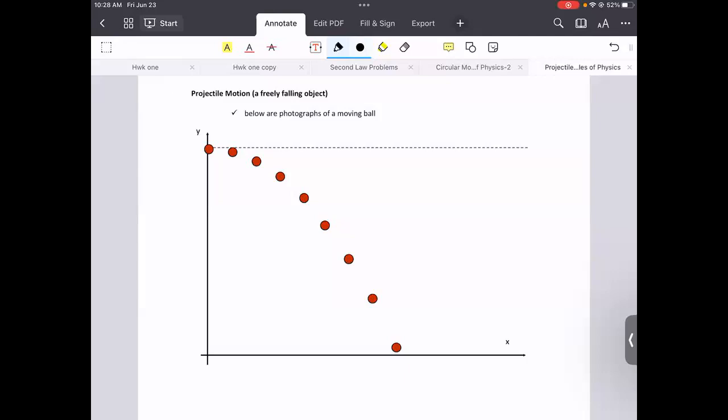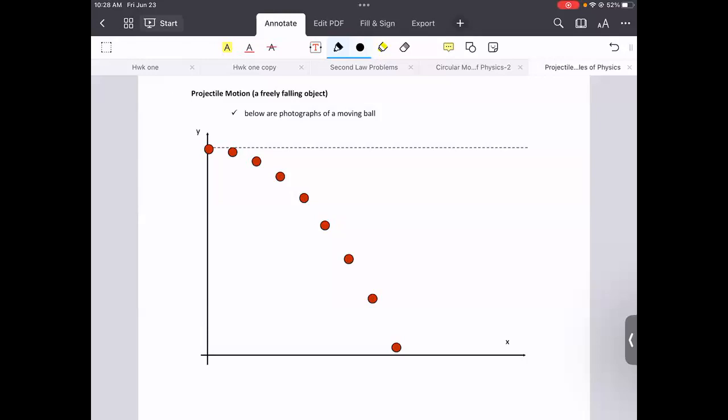These are the kind of photographs that we get if we take multi-flash pictures. In other words, several pictures taken at equal time intervals, then we end up with this kind of photograph. You might want to scrutinize and pay attention to how the dots are spaced. Think about how the dots are spaced.